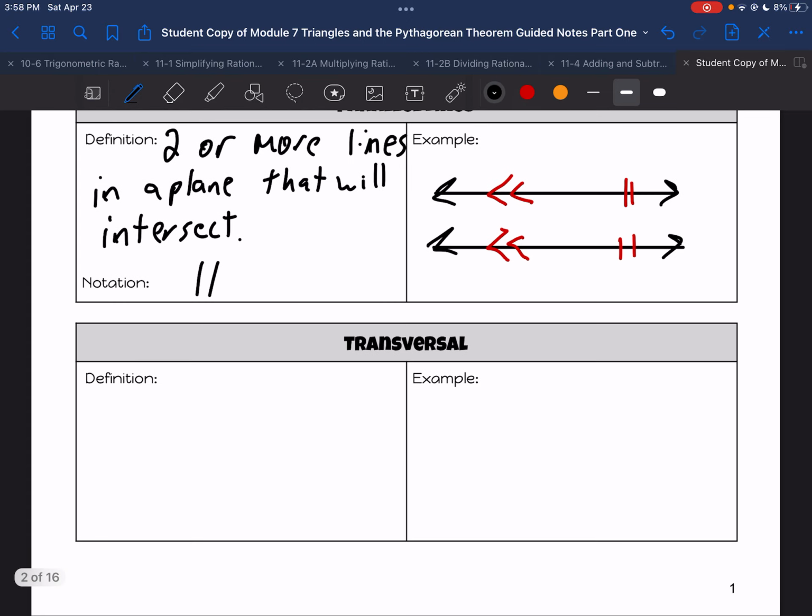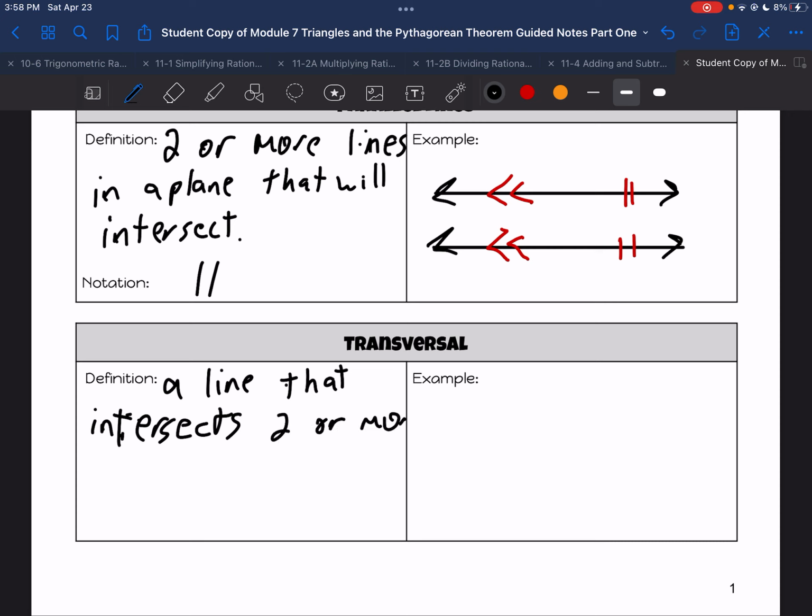Now, a transversal, this is a line that intersects two or more other lines in a plane.